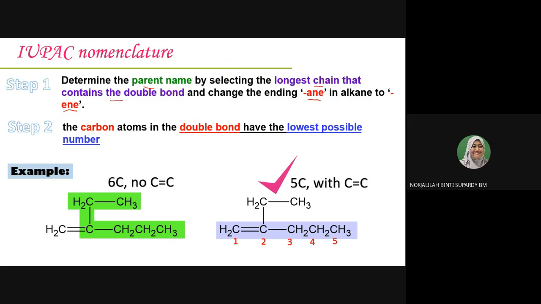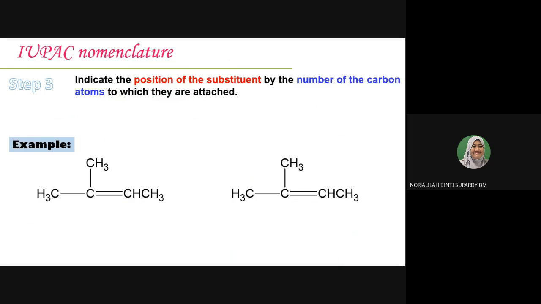At carbon number 2, there is a functional group, which is an ethyl of 2 carbons. So the parent is 1-pentene, and the correct IUPAC nomenclature is 2-ethyl-1-pentene. Then for step 3, we need to indicate the position of the substituent by the number of the carbon atoms to which they are attached.